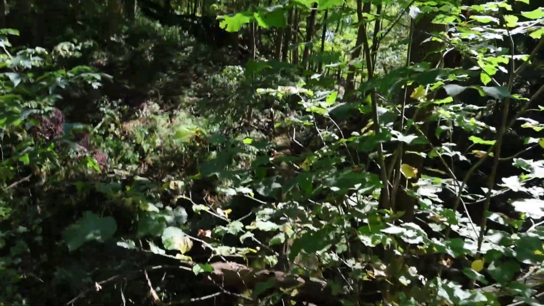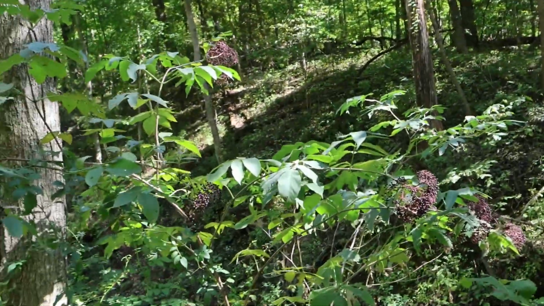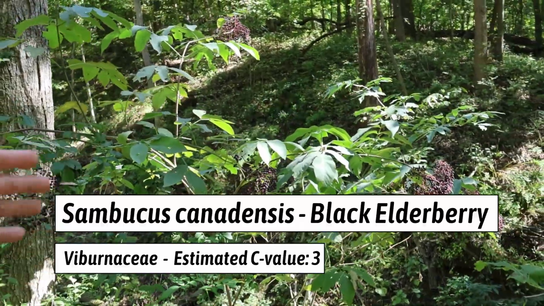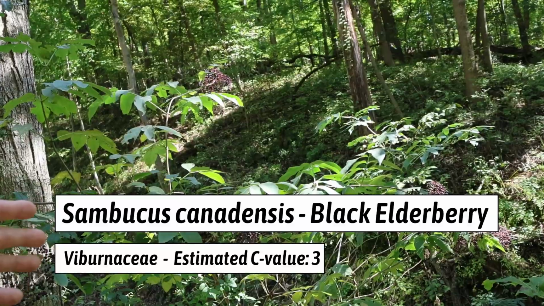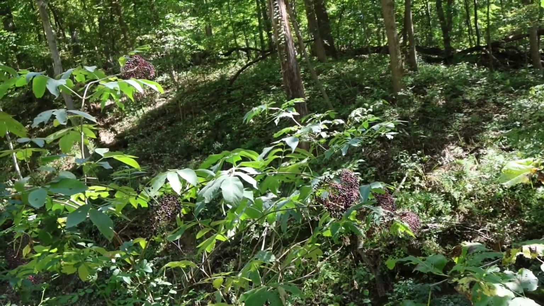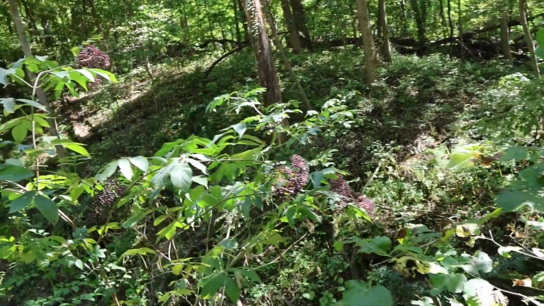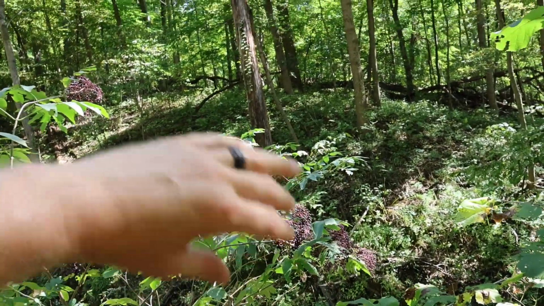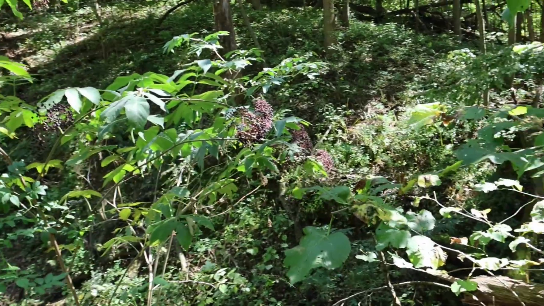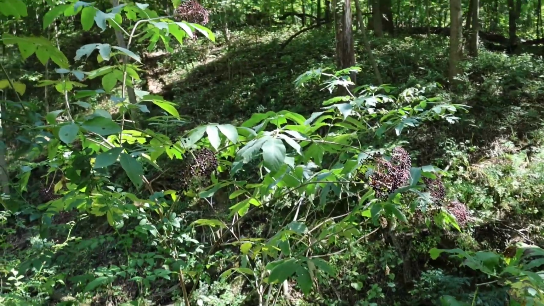Alright, I've slogged through all the poison ivy. Here's black elderberry, Sambucus canadensis. One of our 2 native elderberries, the other being red elderberry, Sambucus racemosa, which has raceme flowers rather than these umbel-like flowers. It also has red berries. It also flowers in the spring rather than a little later in the season. But both are important native plants.